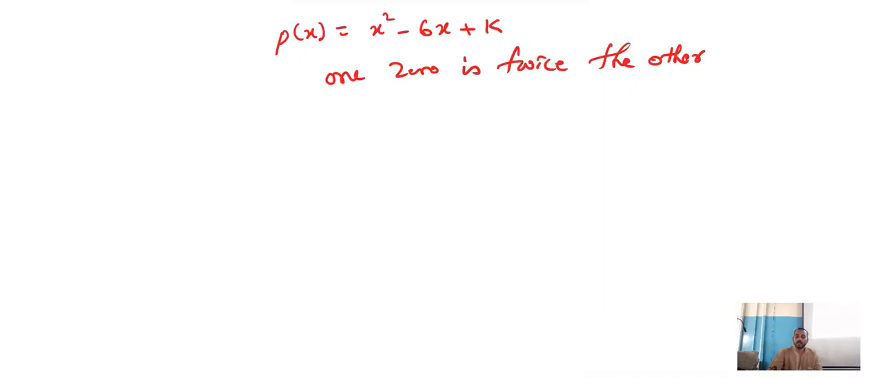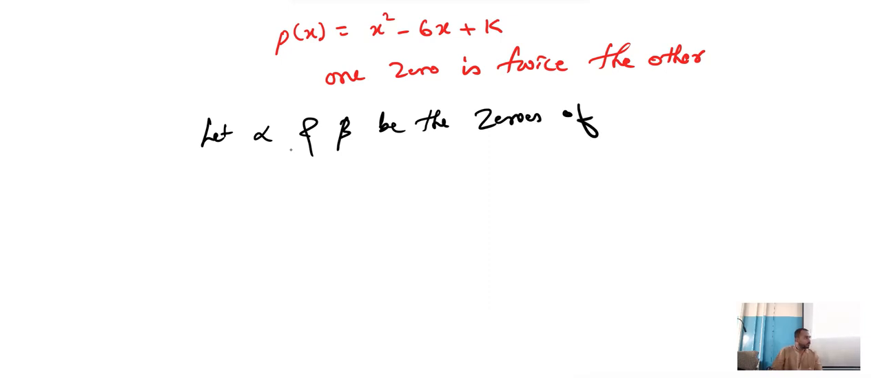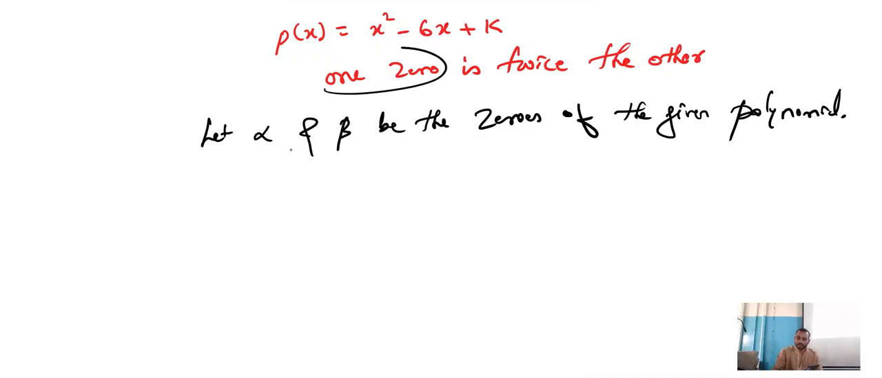Okay. Again, same repeat. Let alpha and beta be the zeros of the given polynomial. Now, as you can see here, he is saying that one zero. We have two zeros, alpha and beta. In it he says one zero, so we can take either alpha or beta. Your wish. One zero is twice the other.